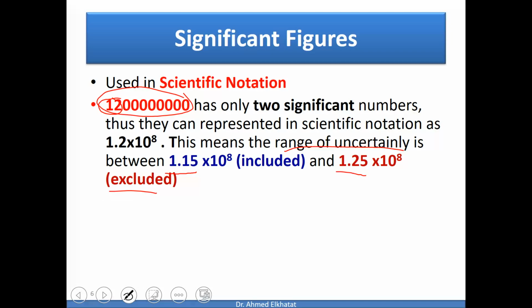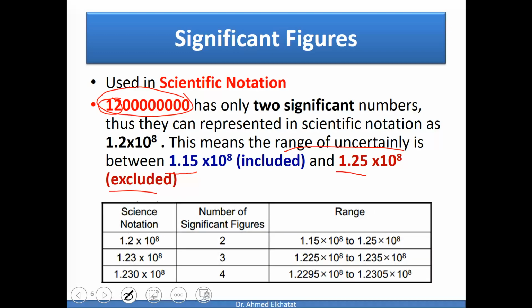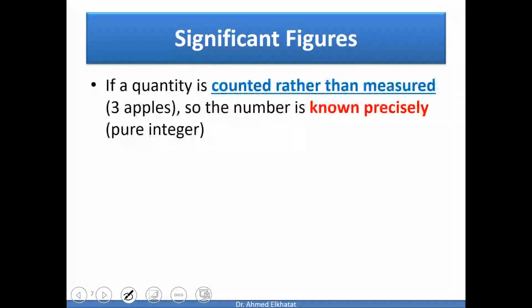Okay, so here we can say for example this 1.2. We have only two significant figures, so this is my range. But as I have more digits, I have less range of uncertainty, and so on. Got it? Now, if that quantity is counted rather than measured, for example, you have 3 apples.